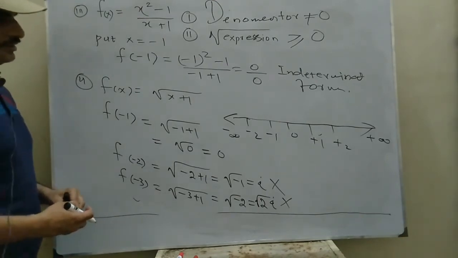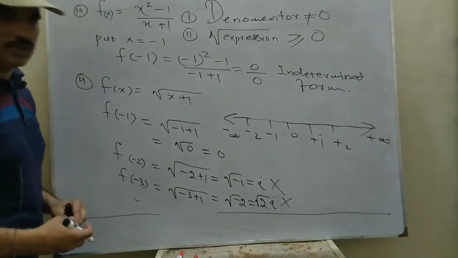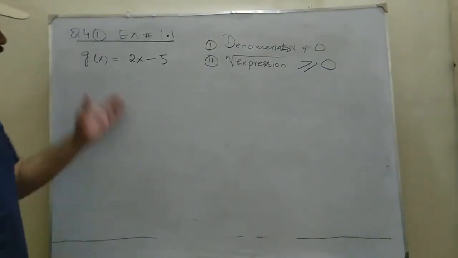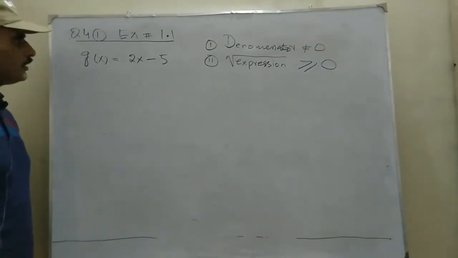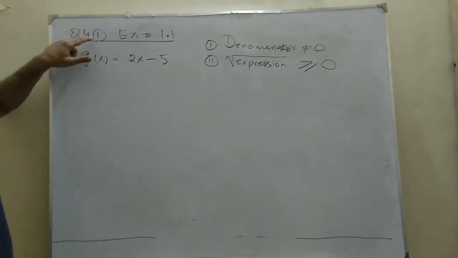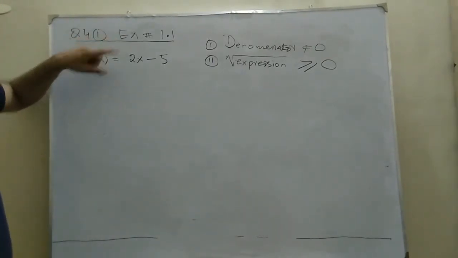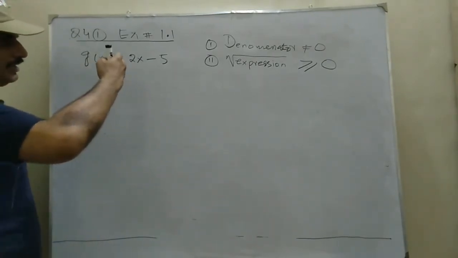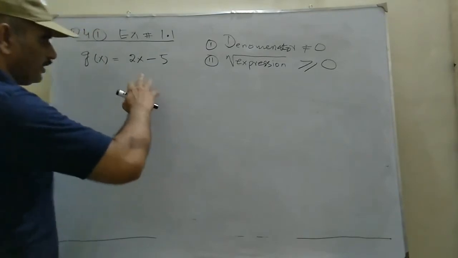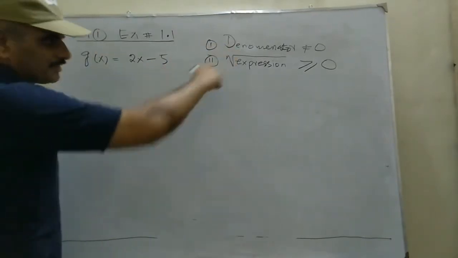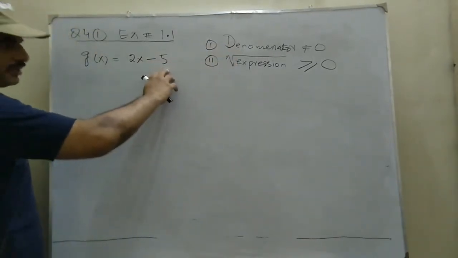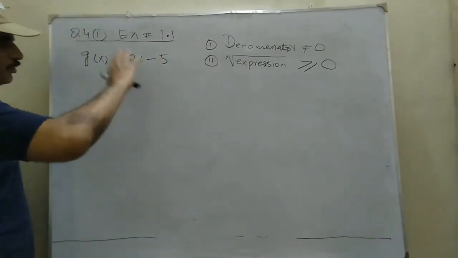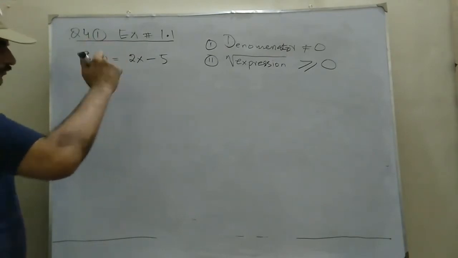Now let us discuss the questions of exercise 1.1 and 1.2. Here is our first question, question number 4, first part, exercise 1.1. The function is 2x minus 5, a simple linear algebraic function. Here we first check for denominator and radical expression. You can see there is no denominator involved and no radical expression involved. So we are free to put any value as domain from a number line.